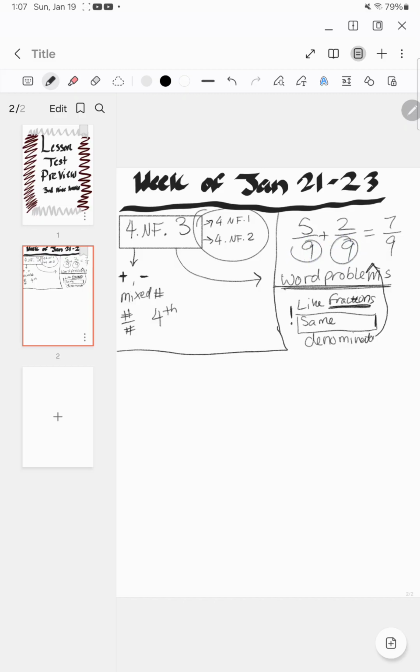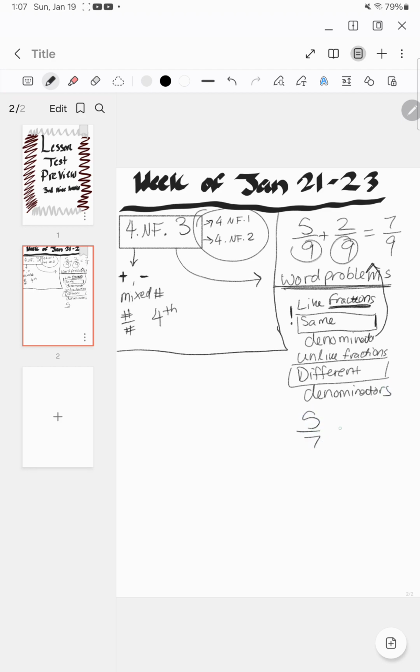Now, if it is unlike, it's just the opposite. Unlike fractions, which 4th graders will see when they are making an equivalent fraction or comparing fractions, means they have something different. When they get older, unlike terms are terms that are different. And in this case with fractions, that means different denominators.